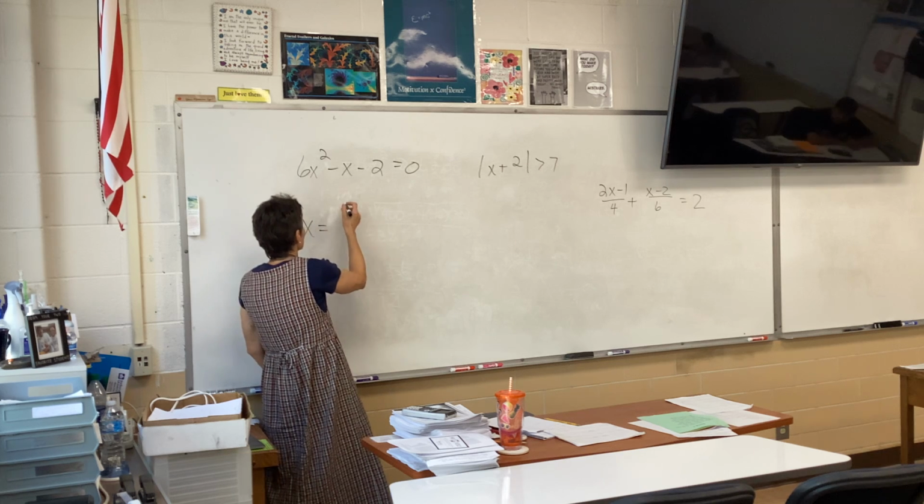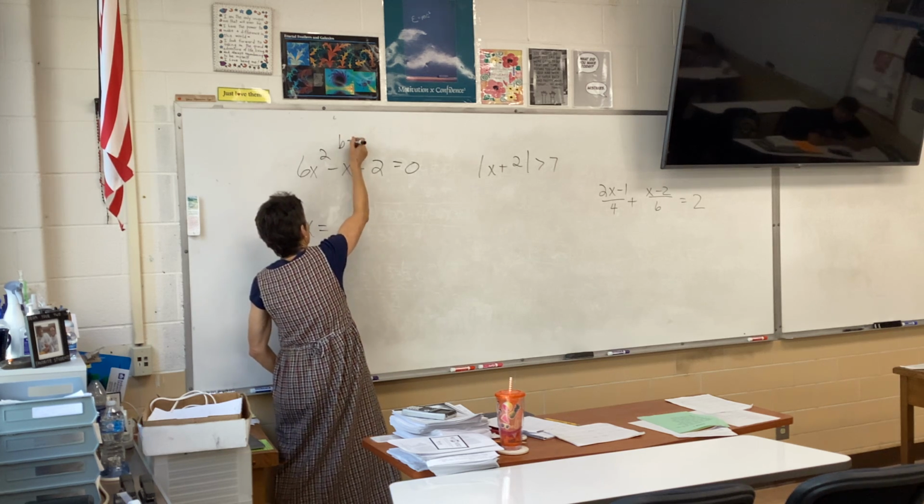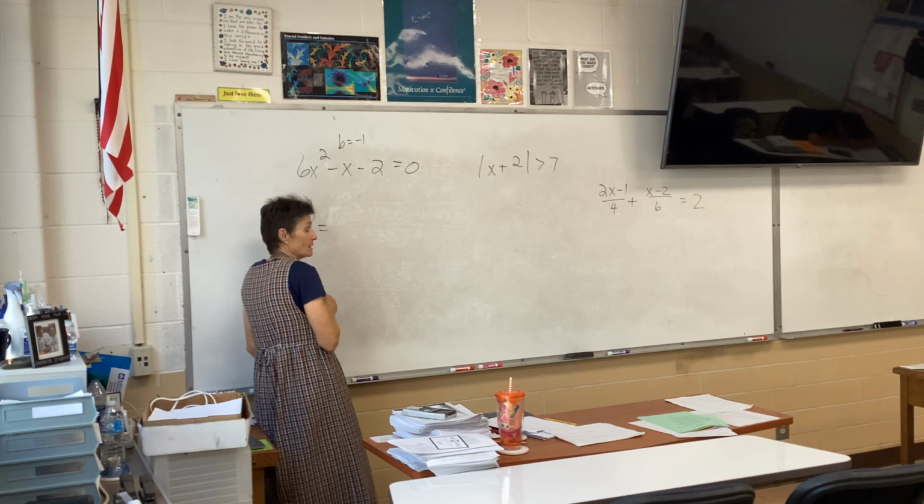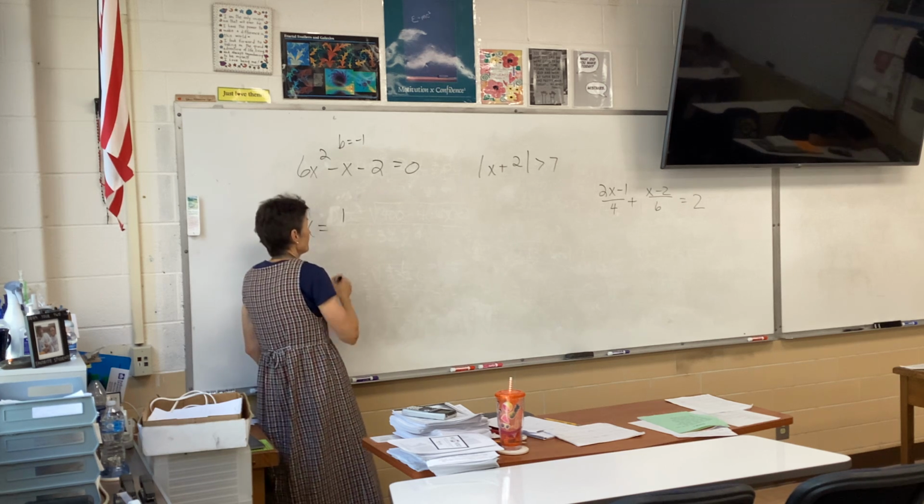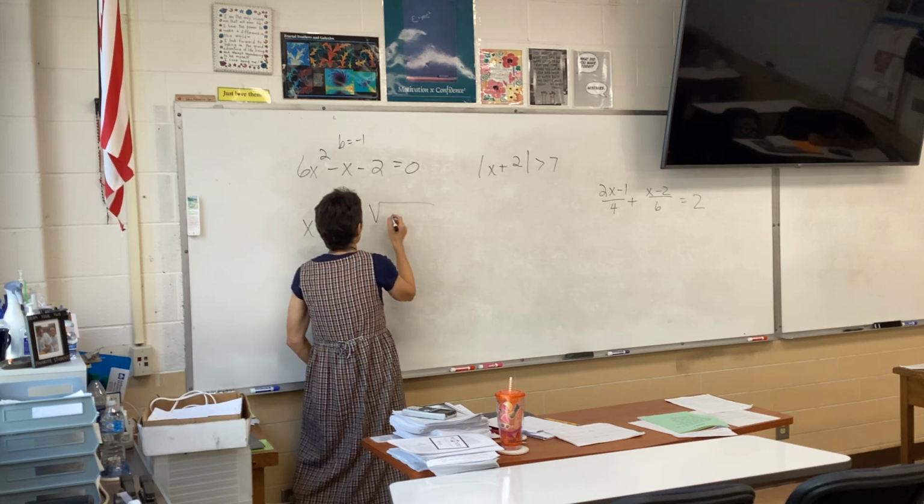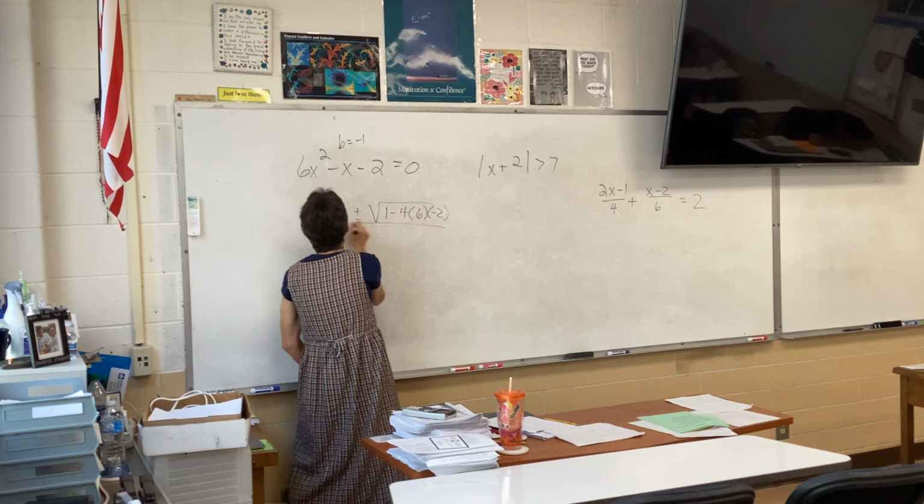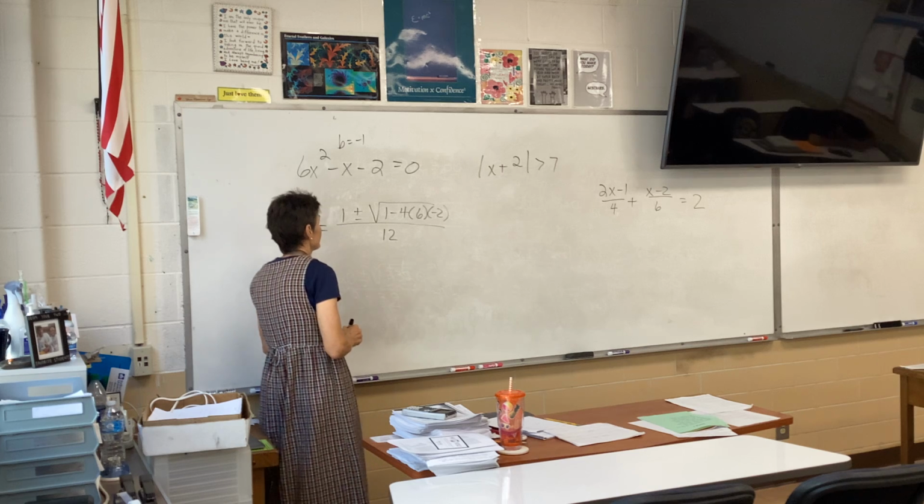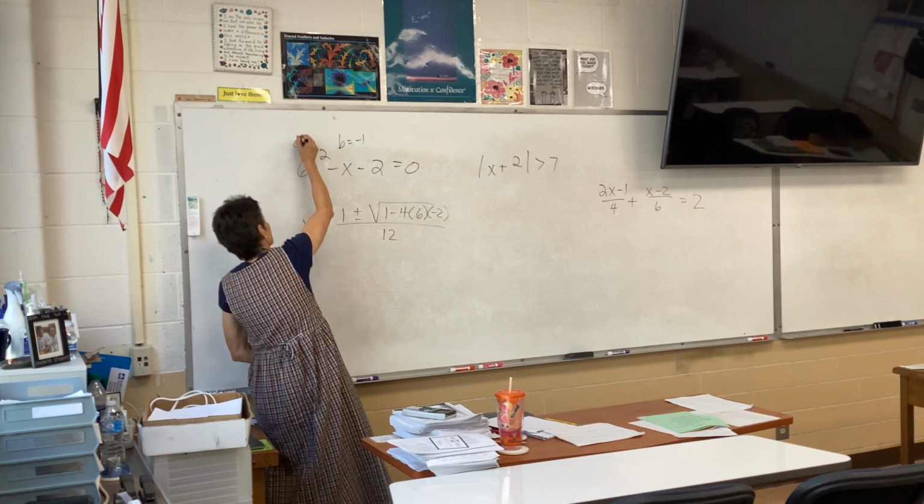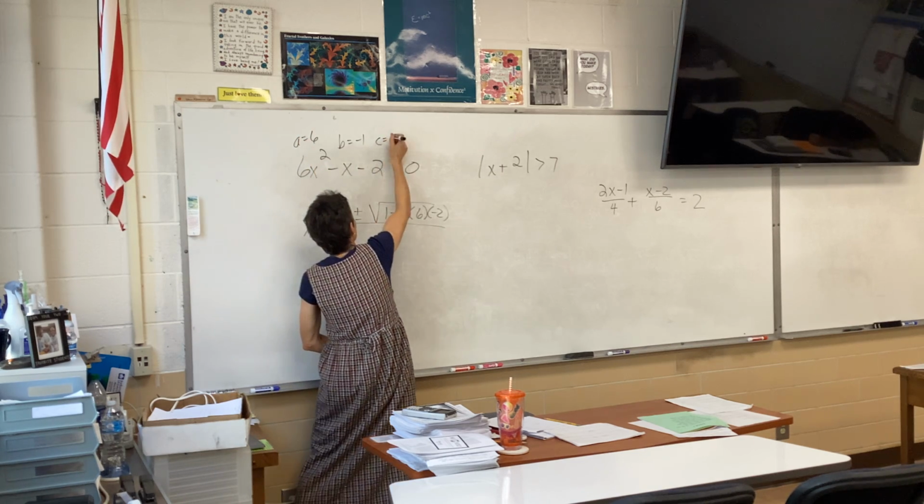You don't learn, so it's going to be, now be careful, b is already -1, isn't it? So negative b is going to be 1 plus or minus the square root of b squared minus 4ac, all over 2a. So a is 6, c is -2.